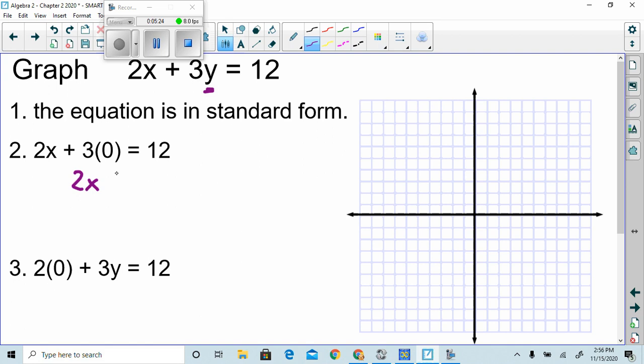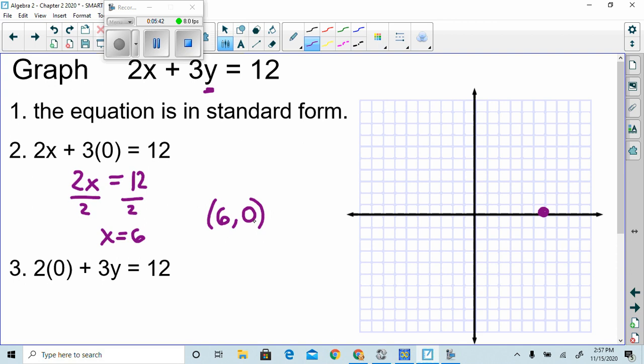This leaves me with 2x is equal to 12. Divide by 2. I get x is equal to 6. So it's telling me that x, count over 1, 2, 3, 4, 5, 6. There's my x-intercept. It's at (6, 0).